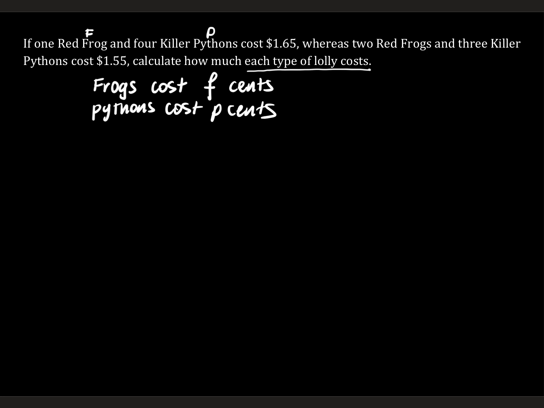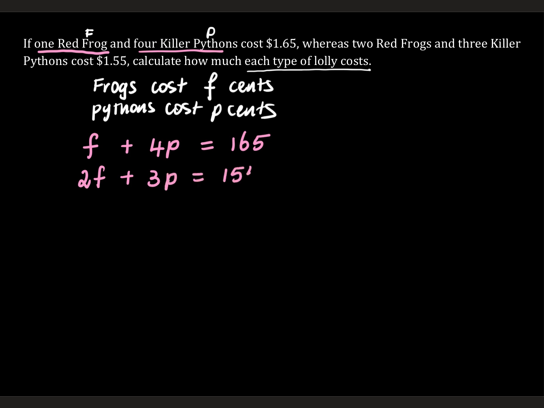So we know that one red frog and 4 killer pythons. That's going to be one red frog will cost F cents plus 4 killer pythons. That's going to be 4 lots of pythons. Cost $1.65. Let's say cents, 165 cents. Whereas 2 red frogs, that's going to be 2F and 3 pythons, cost $1.55. There we are. Now for this one, I'm noticing here I've just got F there like that. We have F plus 4P equals 165.